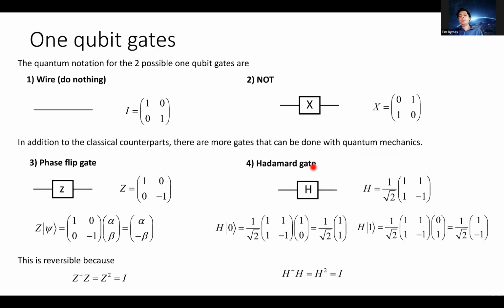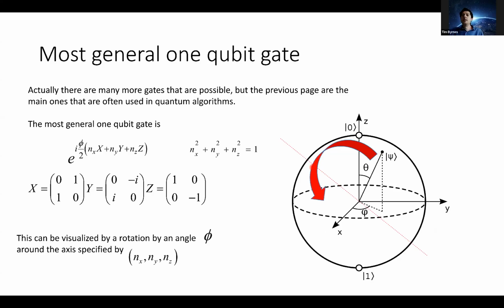Again, those are just 4 particular gates. They are pretty common kinds of gates, and people do use them in quantum algorithms. But actually, there are still more gates. And in fact, this is the most general 1-qubit gate that you can write.